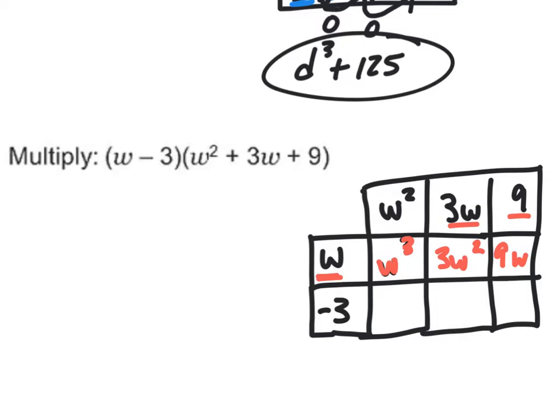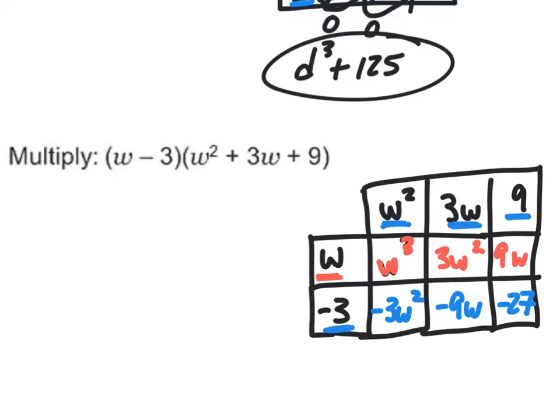All right, if I do the bottom one, negative 3 times each of these. Negative 3 times w squared gives me minus 3w squared. Negative 3 times 3w is going to give me minus 9w. And then negative 3 times 9 is just going to give me negative 27.